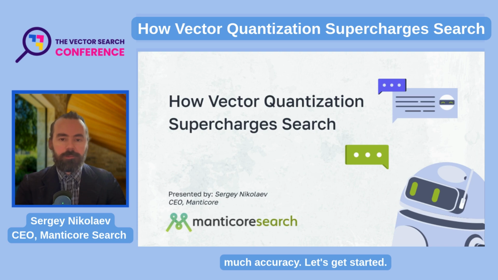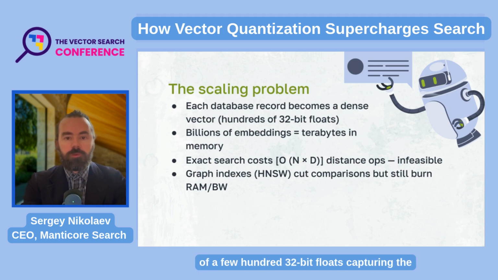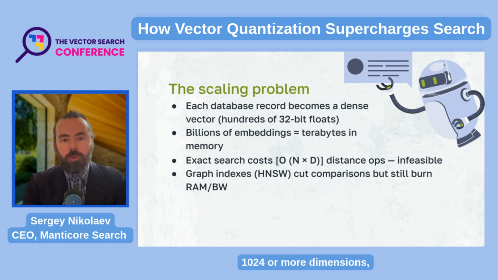Let's get started. Before we talk about quantization, let's define the objects we're searching. Whatever pipeline you use, self-hosted embeddings model, a hosted API, or embeddings shipped with the content, every document ends up as a dense vector. That vector is just a list of a few hundred 32-bit floats capturing the document semantics. Many modern models go even further with 768, 1024 or more dimensions, which makes things even heavier.